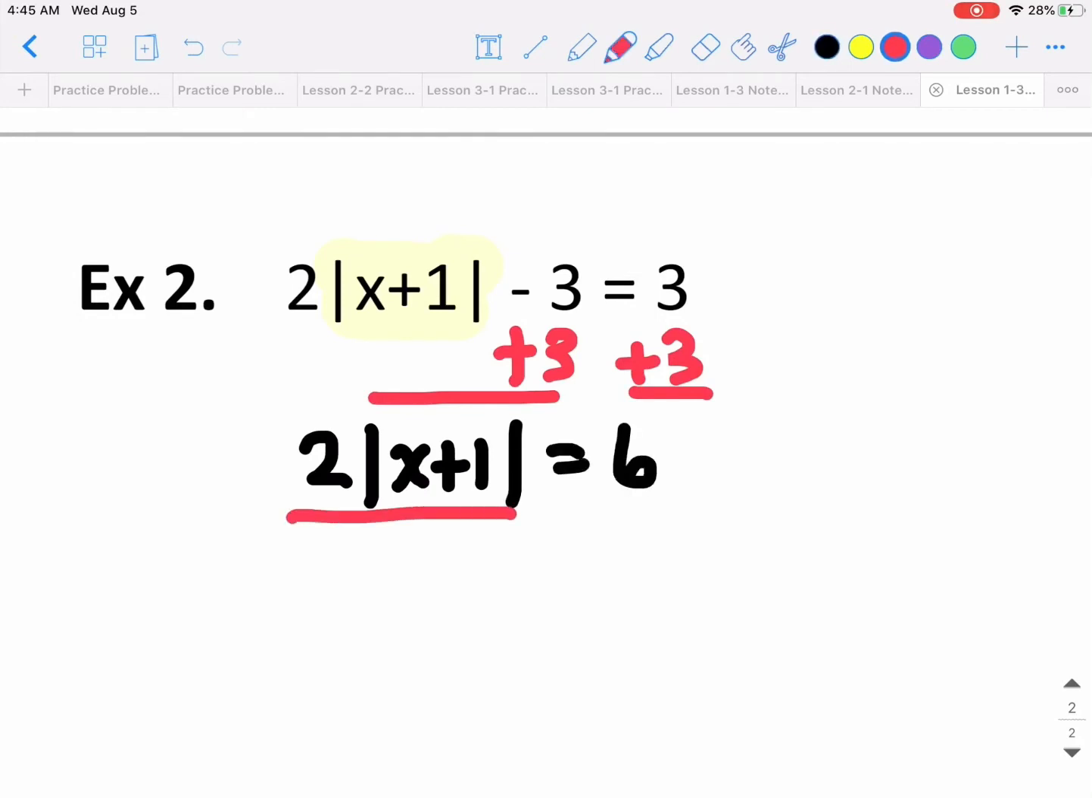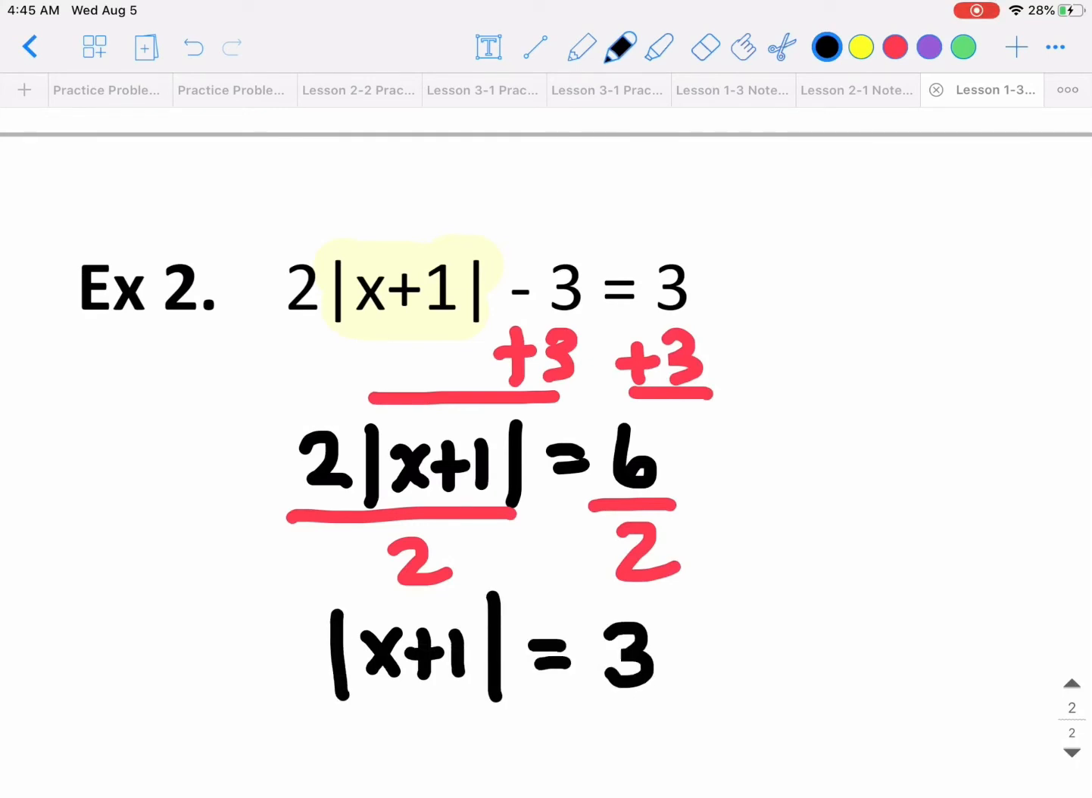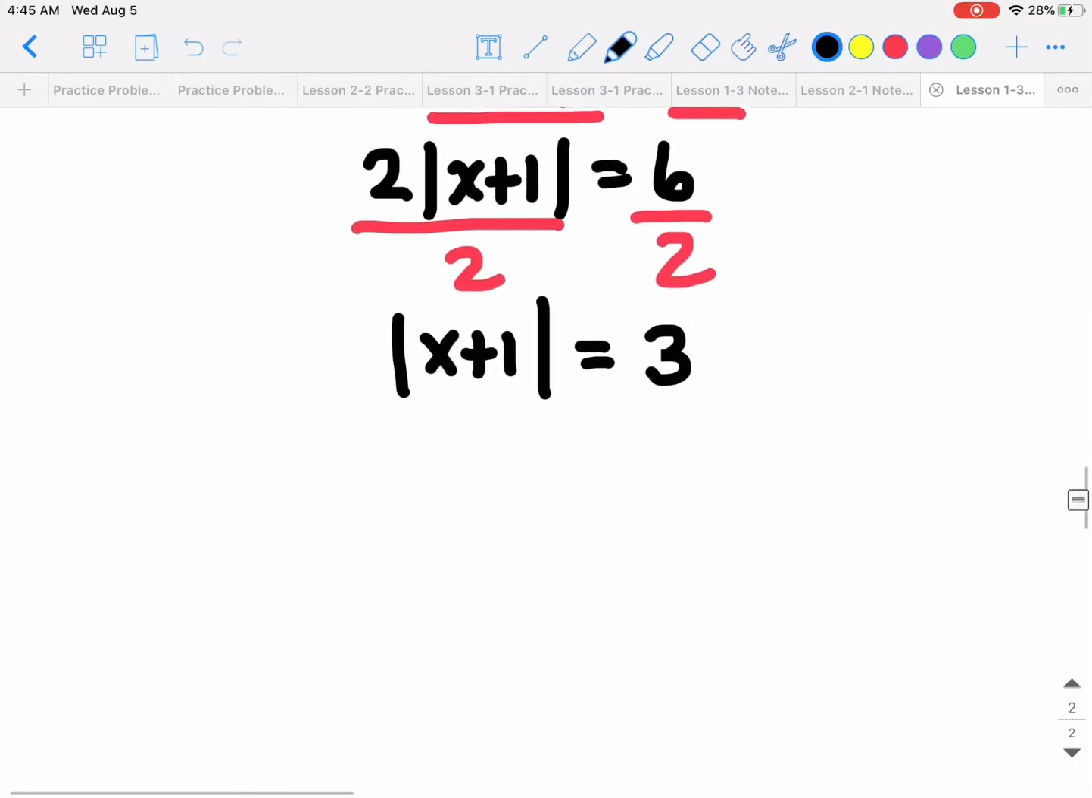The next thing I want to do is divide by 2 on both sides, undo the multiplying by 2. I'll get the absolute value of x plus 1 is equal to 3. Now I have an absolute value by itself. Step 1 is done. I isolated. This absolute value is by itself on the left-hand side.